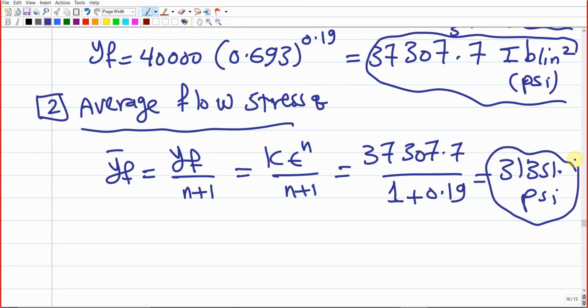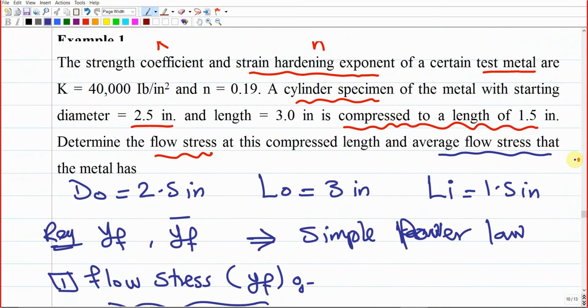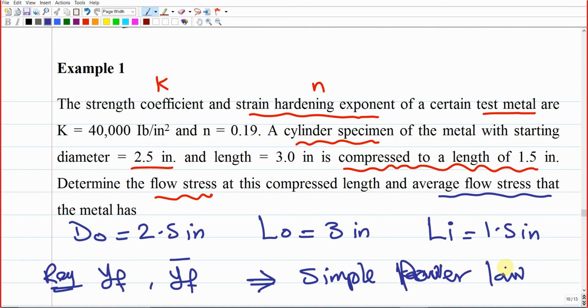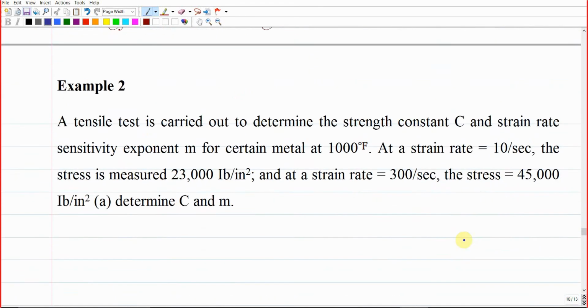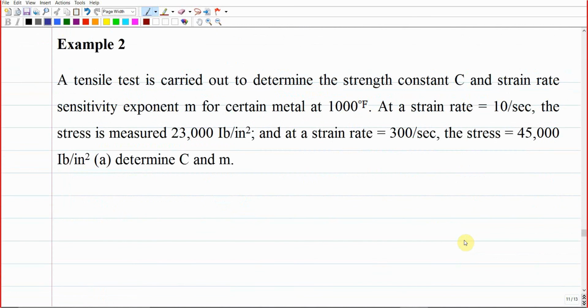So these are the requirements for this example. Make sense? It is a very simple example for calculating the flow stress based on the simple power law. Any questions so far?